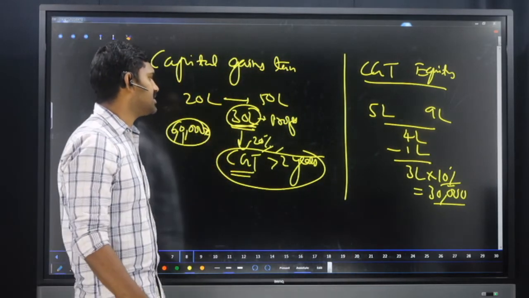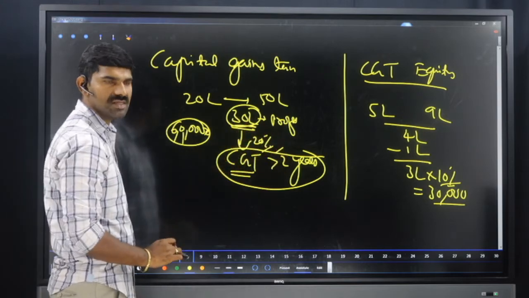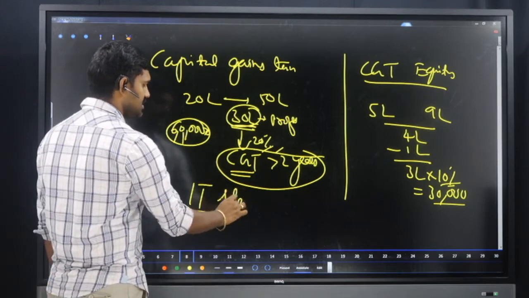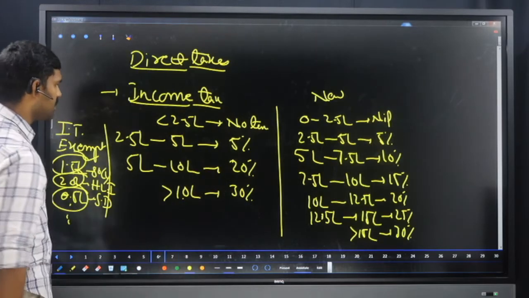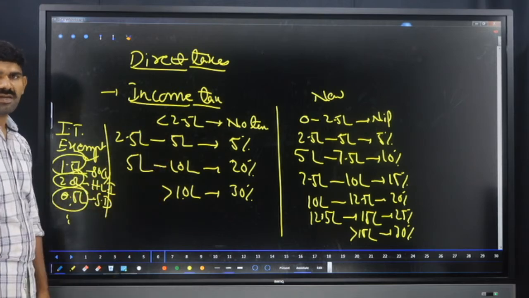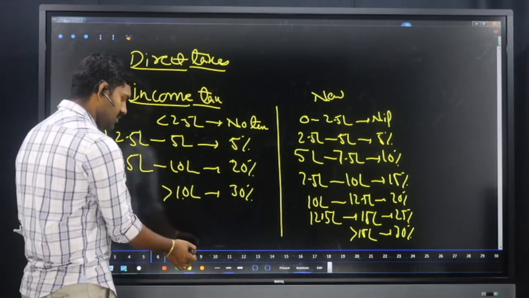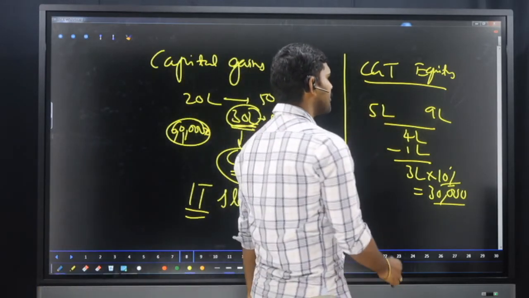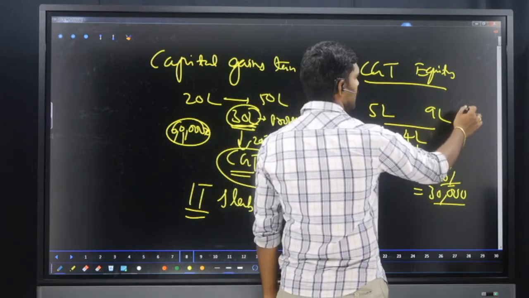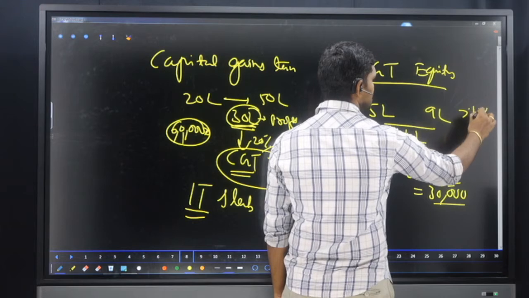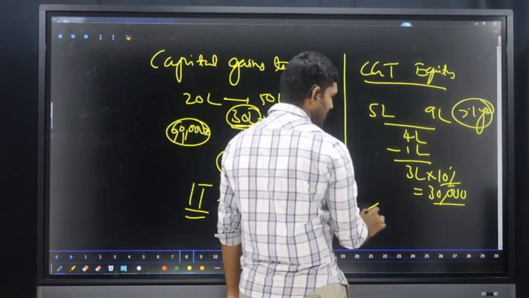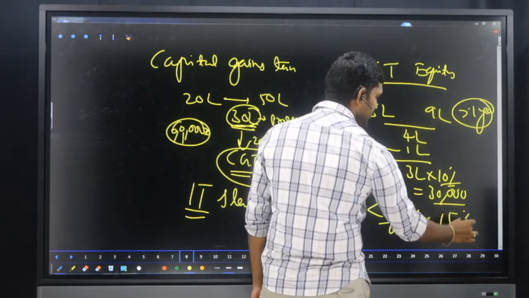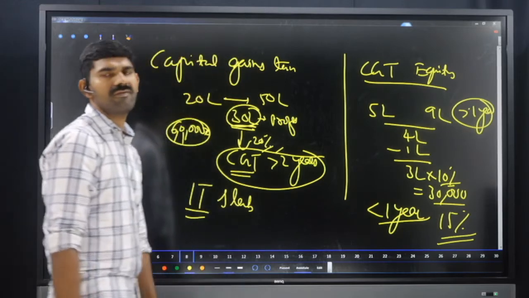In this case, if you don't wait for 2 years, if you sell it in less than 2 years, you have to pay tax as per your income tax slab. Whatever I told you earlier, as per that slab, you have to pay tax to the government. That's how it works. Here, if you are selling the shares after more than 1 year, this is applicable. But if you sell the shares in less than 1 year, meaning you bought and sold within 1 year, then the tax is 15%.